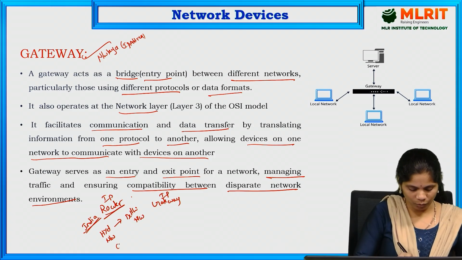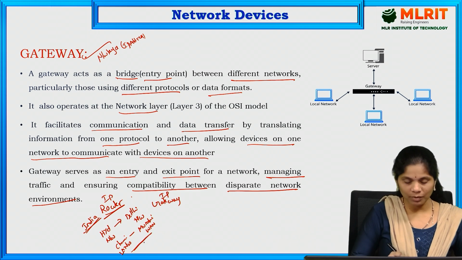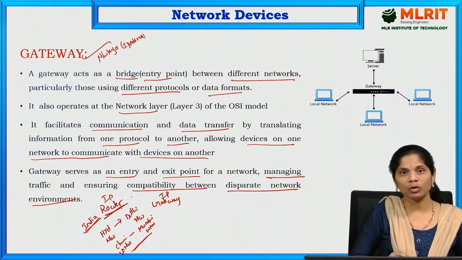Suppose take one more example. I am going to travel from Chennai to Mumbai. Here I am going to use one network, maybe a local LAN network, and here I am going to use the MAN network or WAN network, something, for transferring in between these. In India only I am going to transfer. There we are going to use the router.